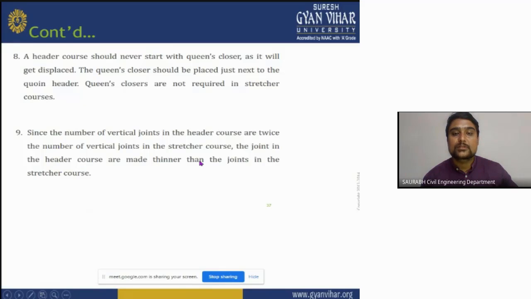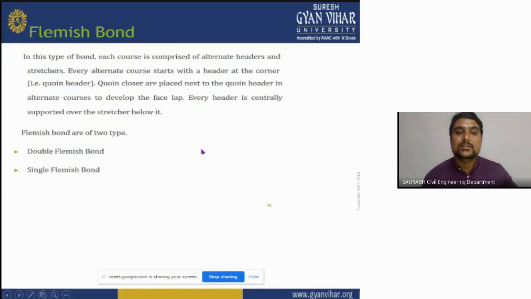The queen closer should be placed just next to the quoin header, and queen closers are not required in the stretcher course. Since the number of vertical joints in the header course is twice the number of vertical joints in the stretcher course, the joints in the header course are made thinner than the joints in the stretcher course.